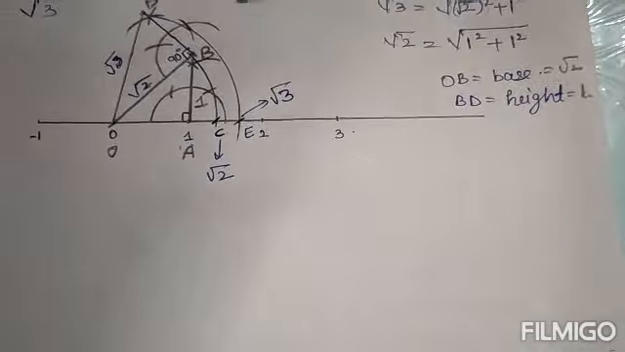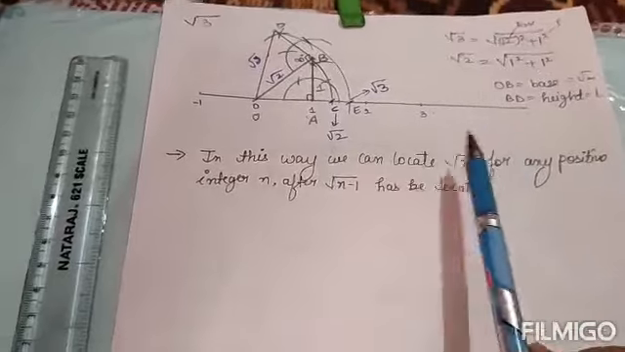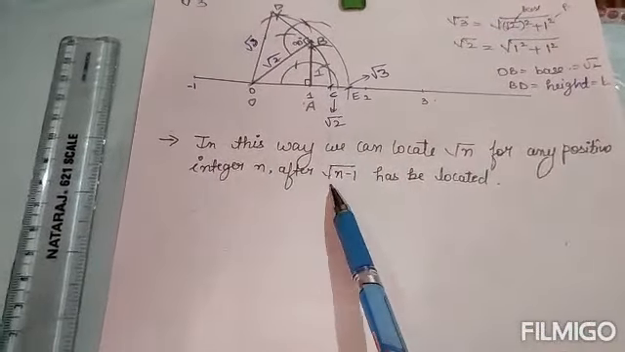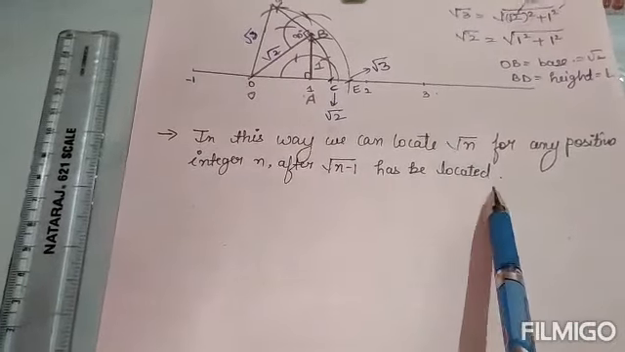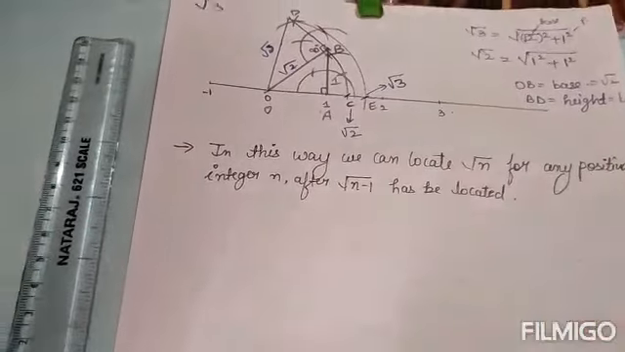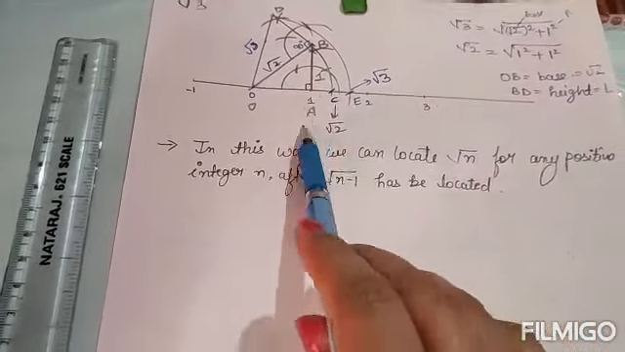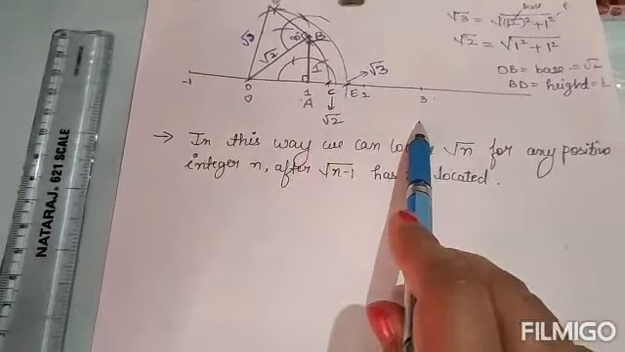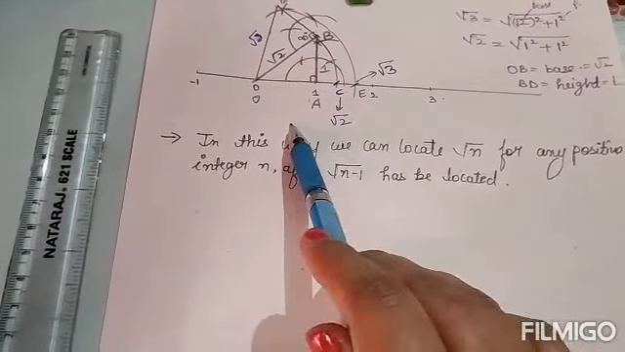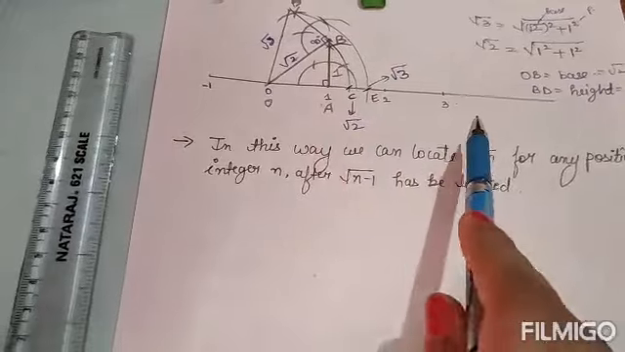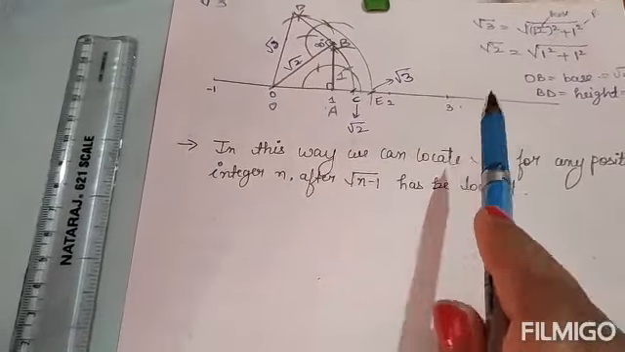So in this way we can locate any root n for any positive integer n after root n minus 1 has been located. That is, for root 3, we have to locate first root 2. If we have root 2, we can locate root 3. If we have root 5, we can locate root 6. If we have root 7, we can locate root 8. Got it?